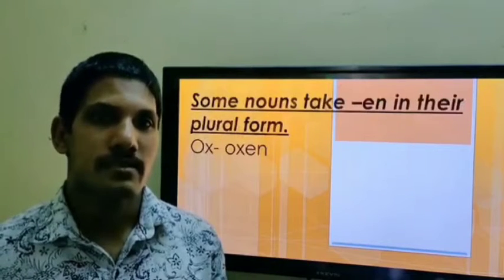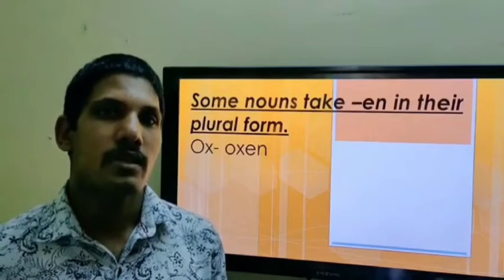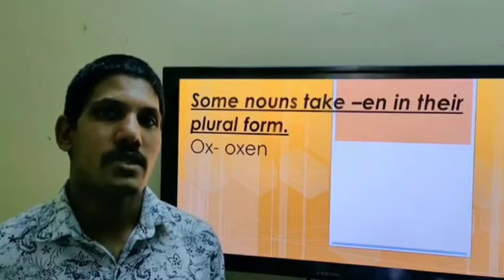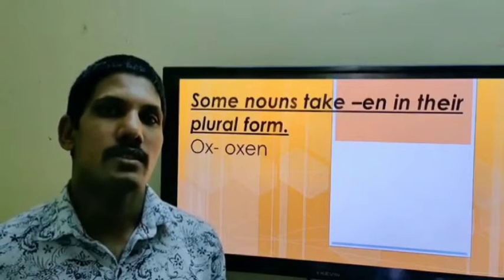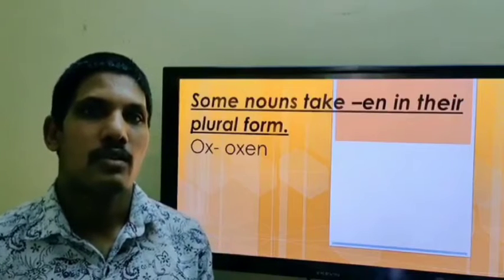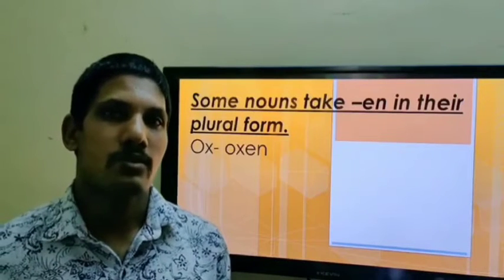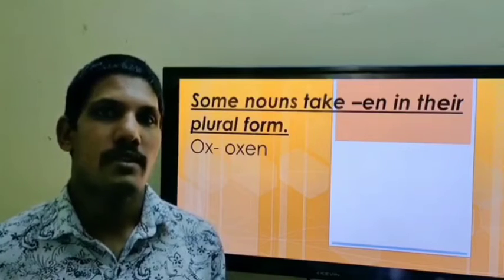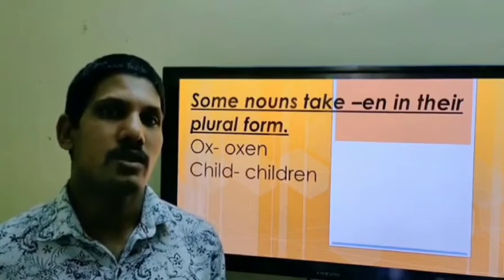In some cases, the singular nouns take en to change into plural form. Like ox becomes oxen and child becomes children.